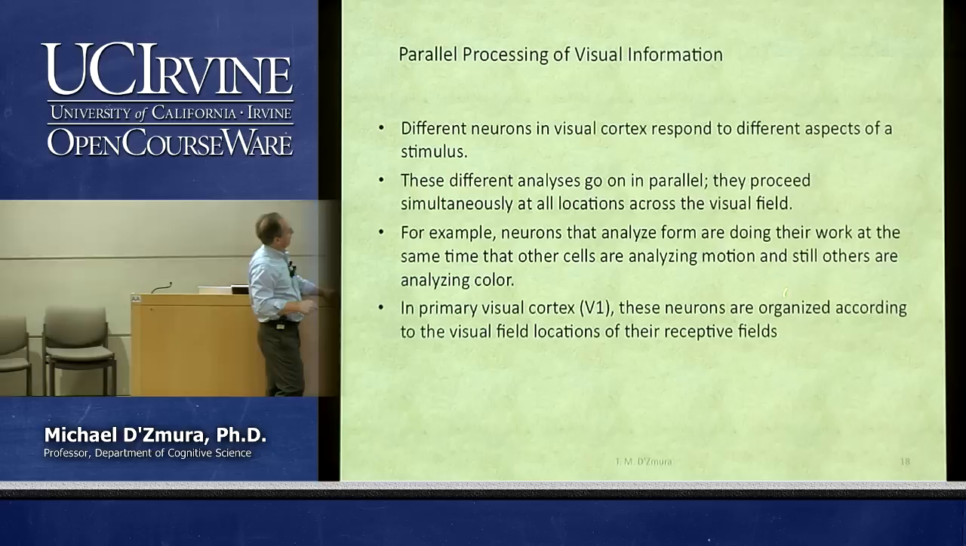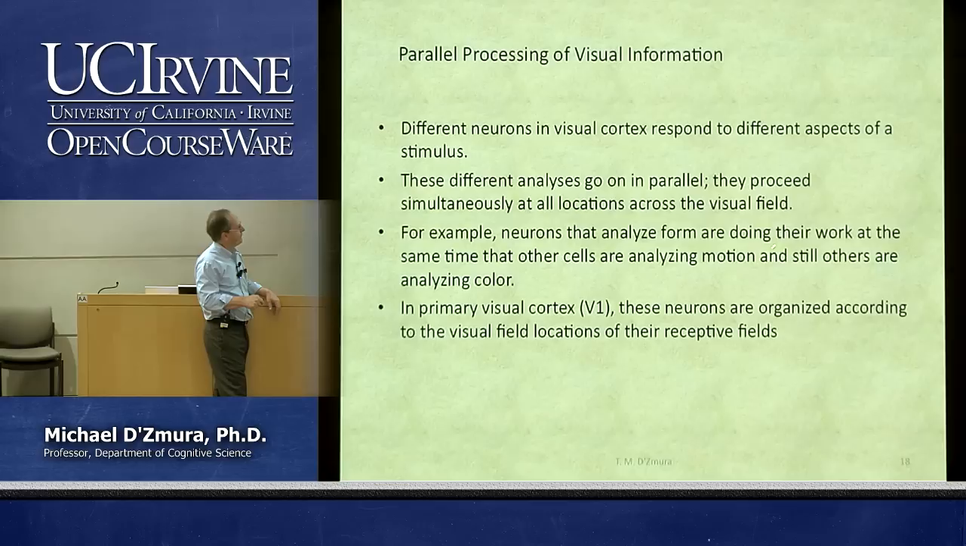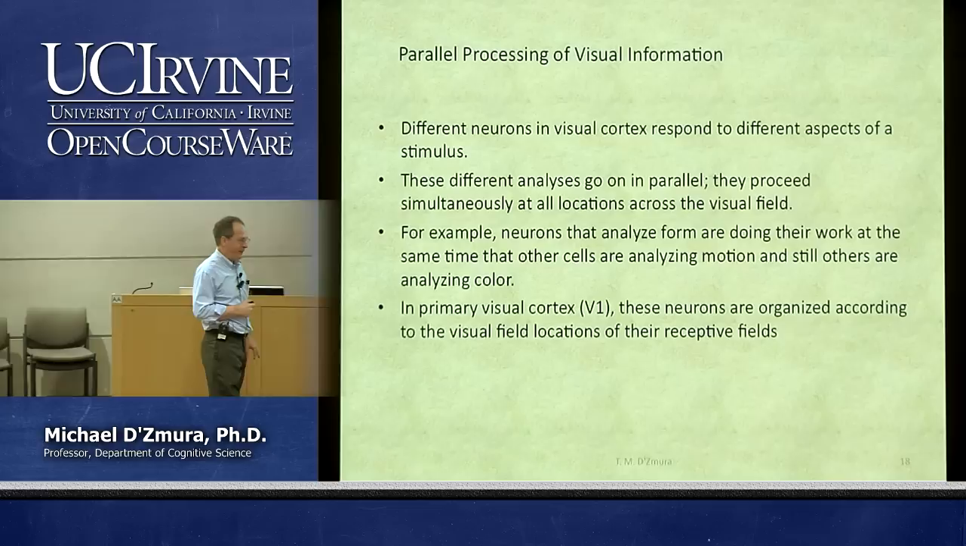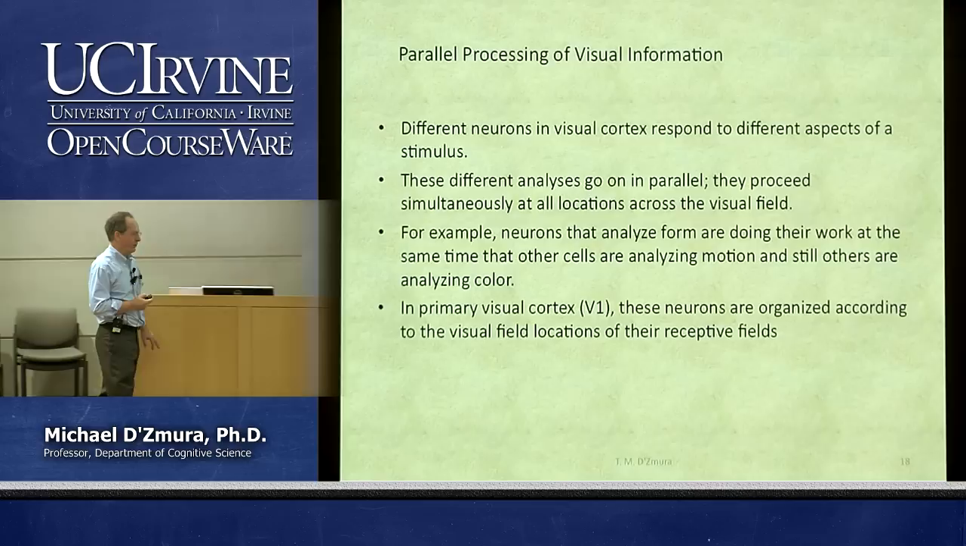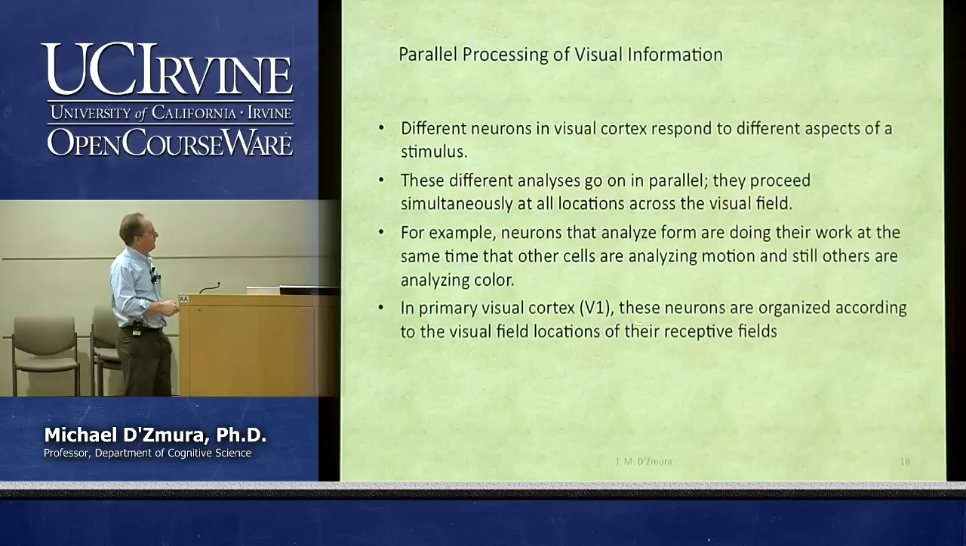It turns out not only do we have neurons of differing orientation sensitivity, horizontal, vertical, diagonal, stuff like that, we also have cells that are analyzing motion, others are analyzing color, we also have some disparity-sensitive cells. There are all sorts of things that neurons in visual cortex are sensitive to. Now, it turns out in primary visual cortex, neurons are organized spatially according to the visual field locations of their receptive fields. And this is called retinotopy.